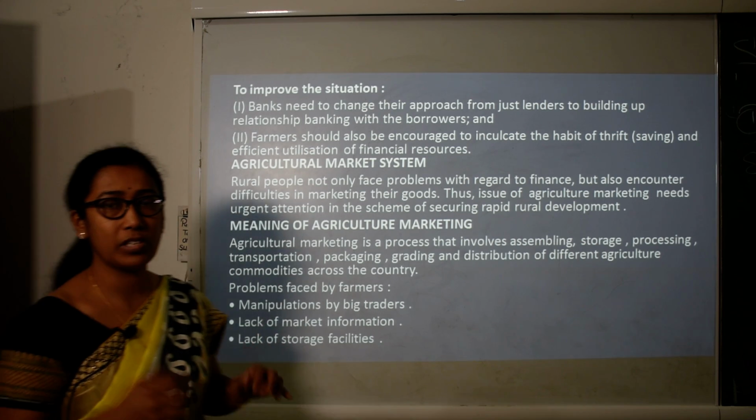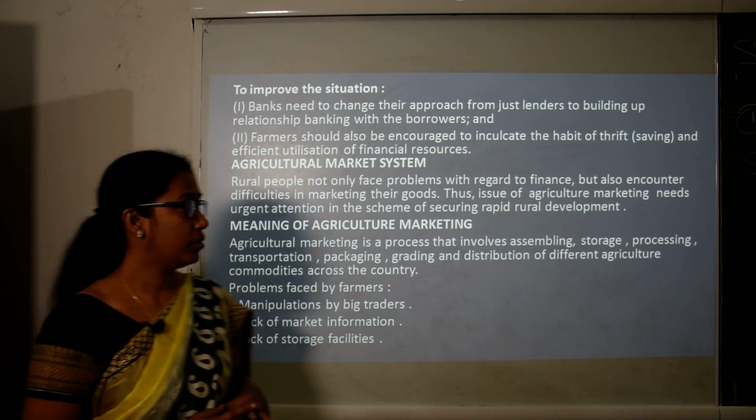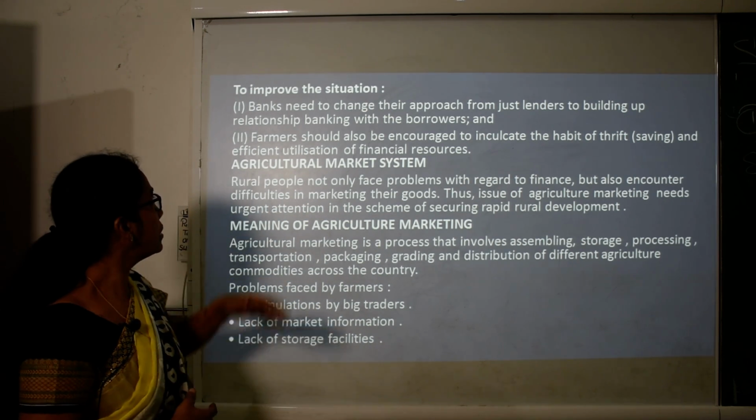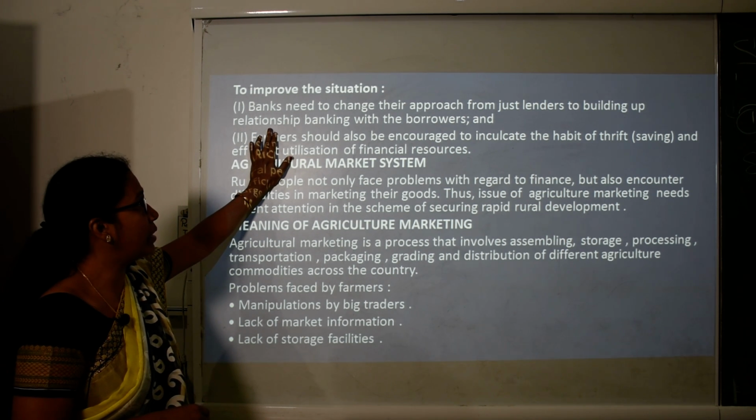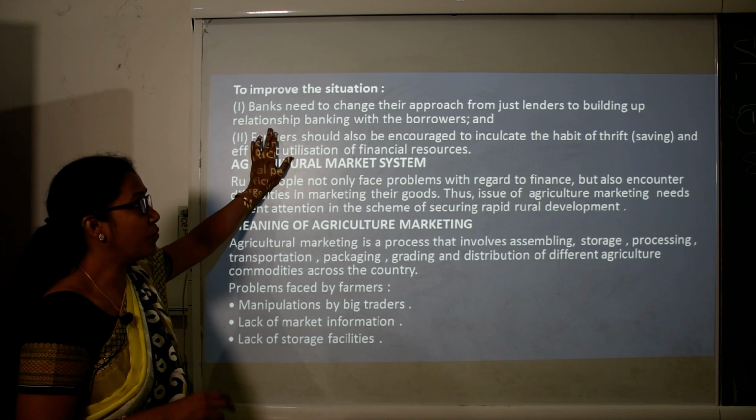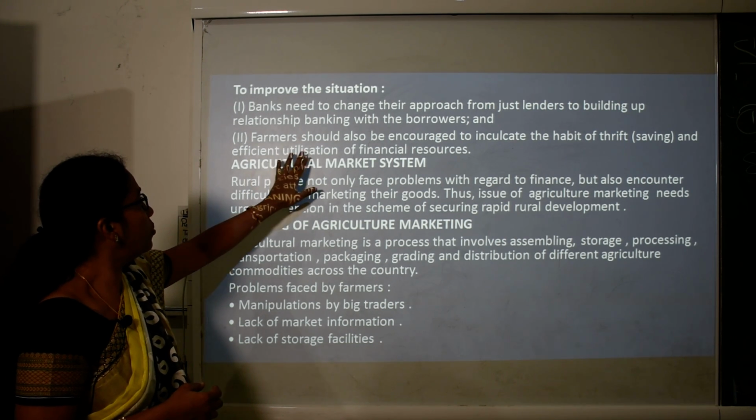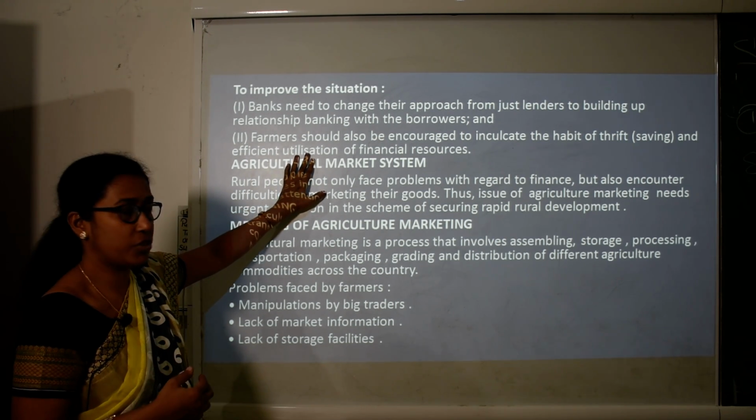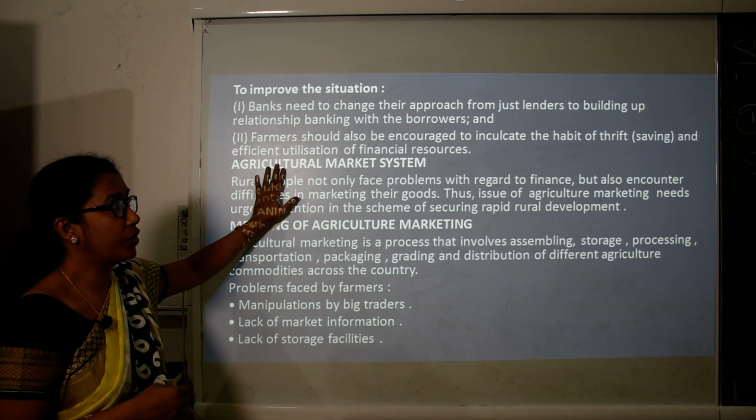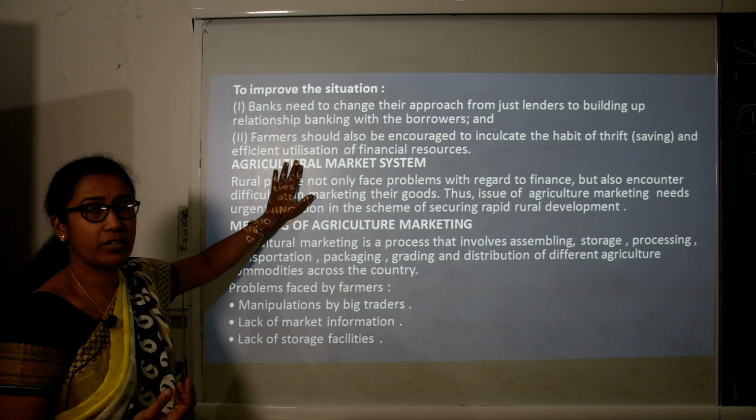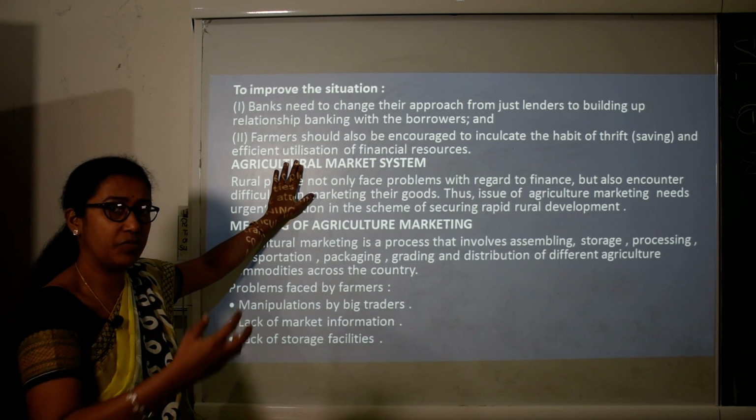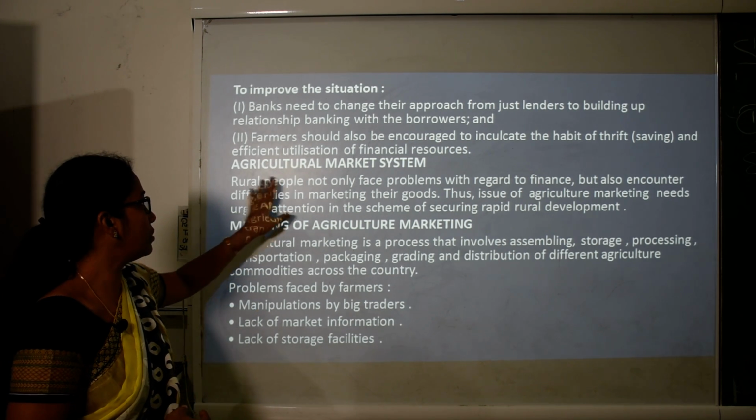Now, to improve the situation of these defaulters, banks need to change their approach from just lenders to building relationship banking with the borrowers. Second, farmers should also be encouraged to inculcate the habit of savings, that is thrift, and efficient utilization of financial resources could be done for productive purposes, not for unproductive purposes.